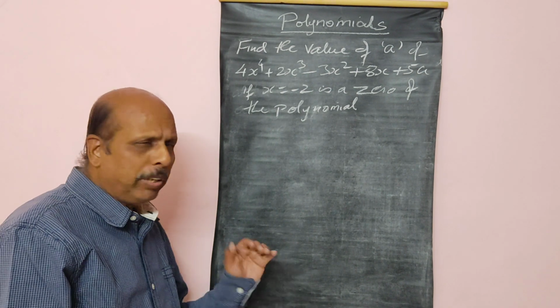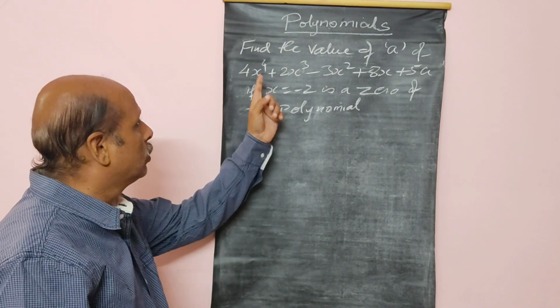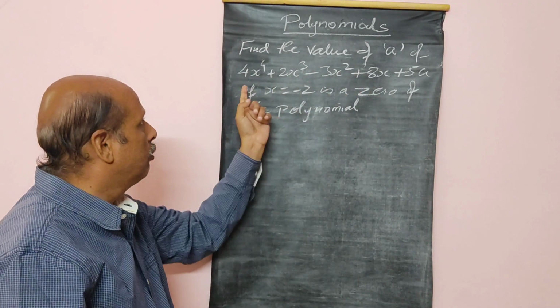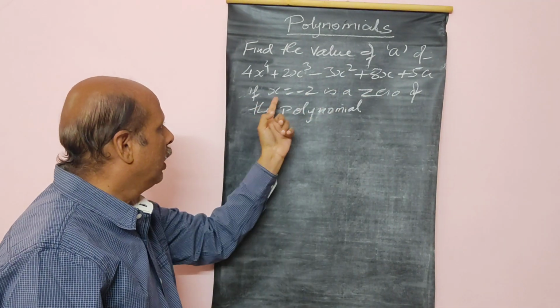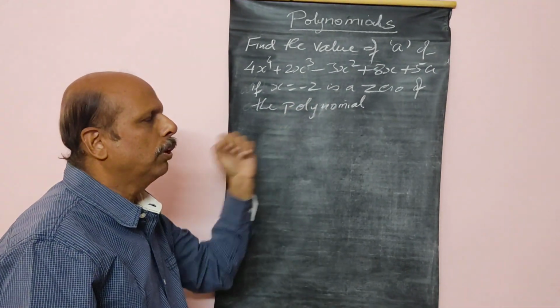Okay. Now we are seeing finding the value of the polynomial. A question based on this value of the polynomial could be asked like this also. Find the value of a of the polynomial if x is equal to minus 2 is a 0 of the polynomial.